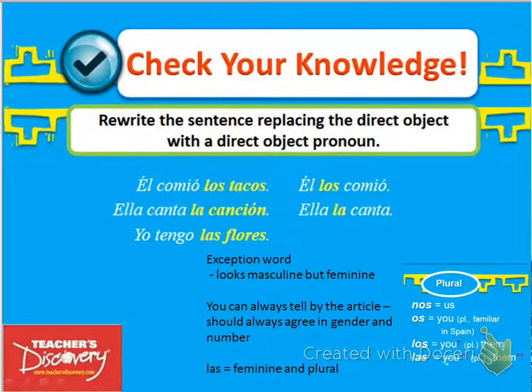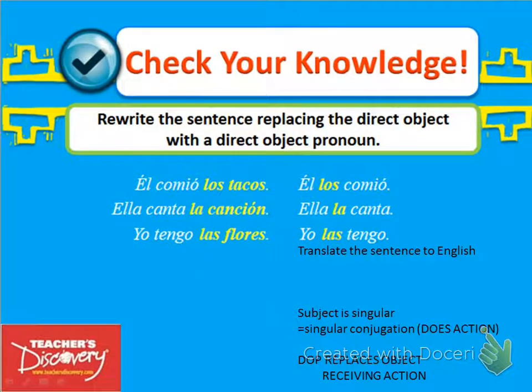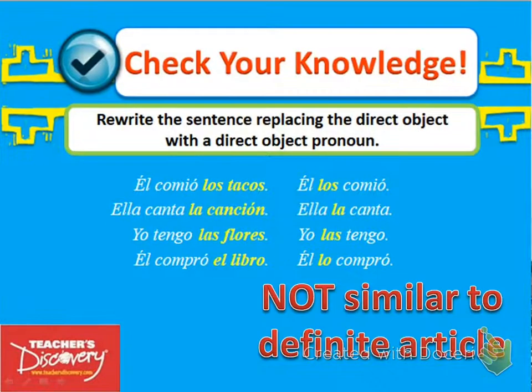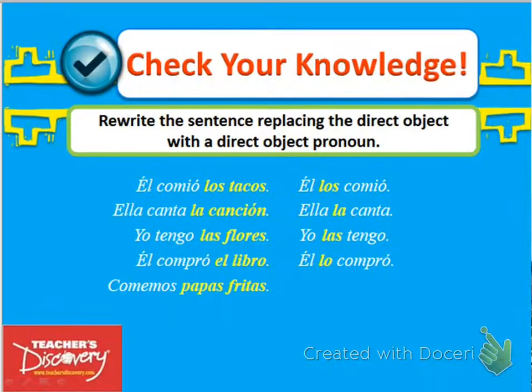I have the flowers. It's an exception word. It looks masculine, but it's actually feminine. You can always tell by the article in front of it. I have the flowers. I have them. Them referring to the flowers. He bought the book. He bought it. The it for masculine singular is not the same as the definite article. All the other ones make it more confusing because they look exactly the same.